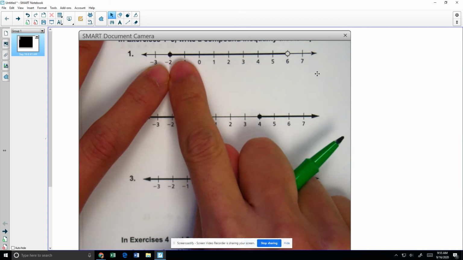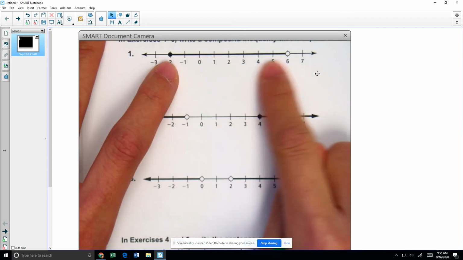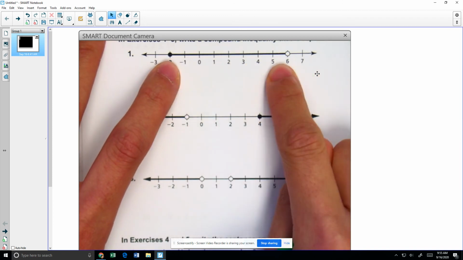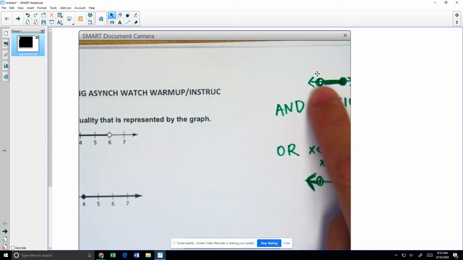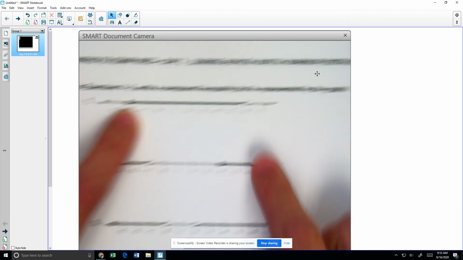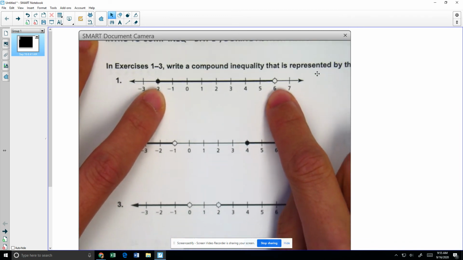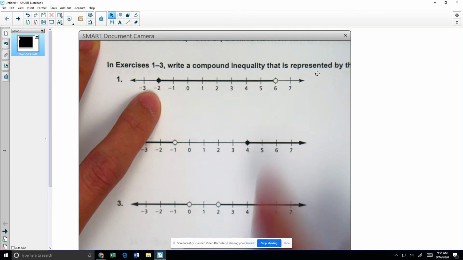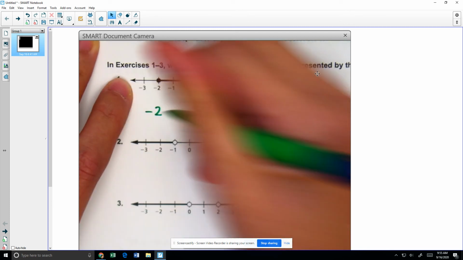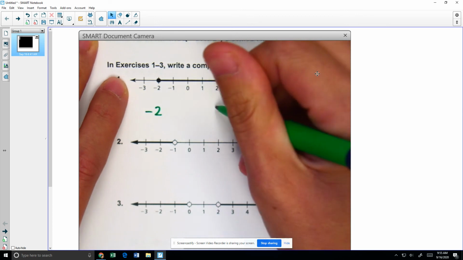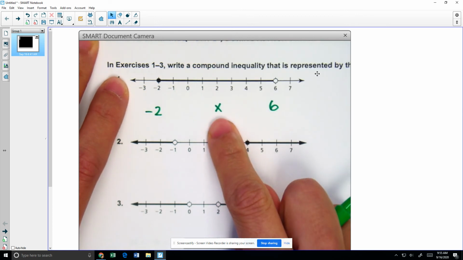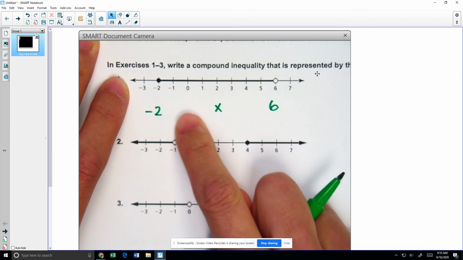So I see a line with two dots and they're connected in between. So what did I just say? Is this an and or an or? And, right? And is always connected in between. Okay, that was the rule. So if it's connected in between, that means you write it as one sentence. Okay, so you go from -2, you go all the way to 6. You always have X in between when you have an and statement. And then you write your symbol.